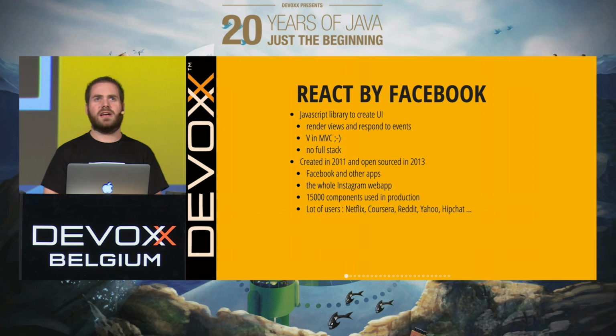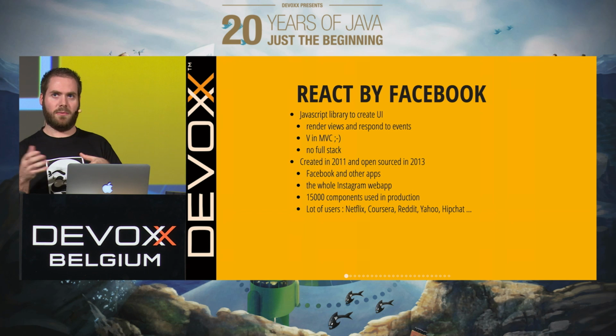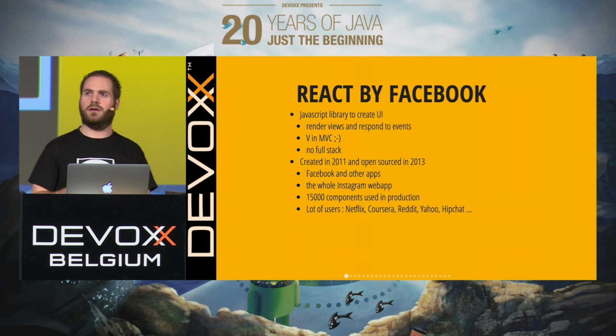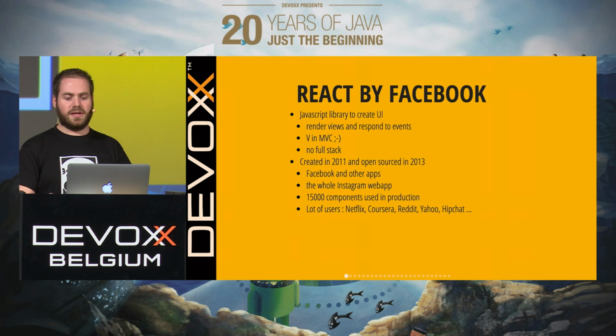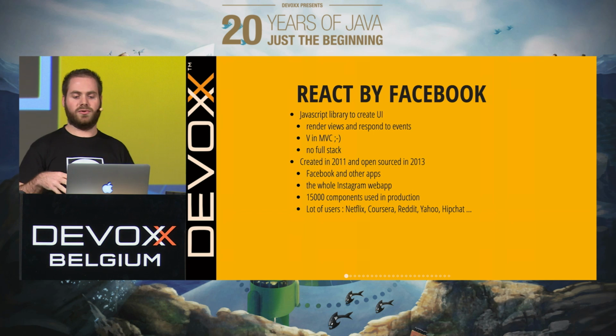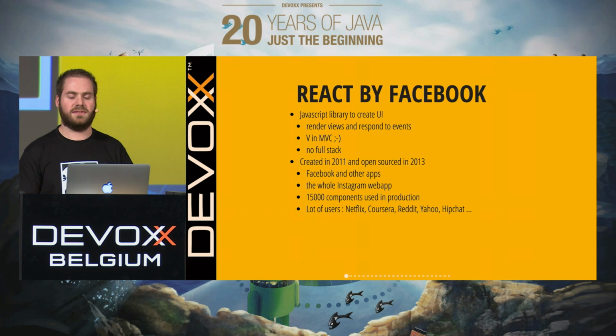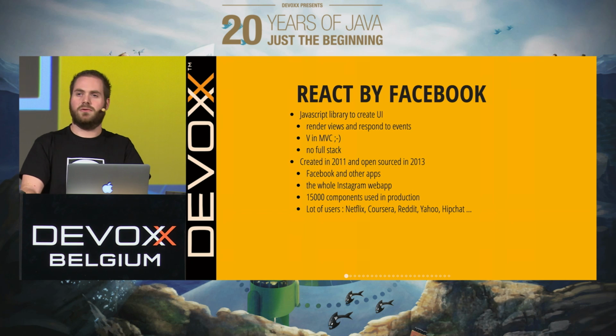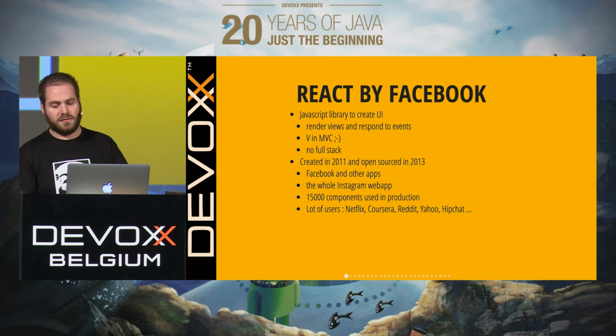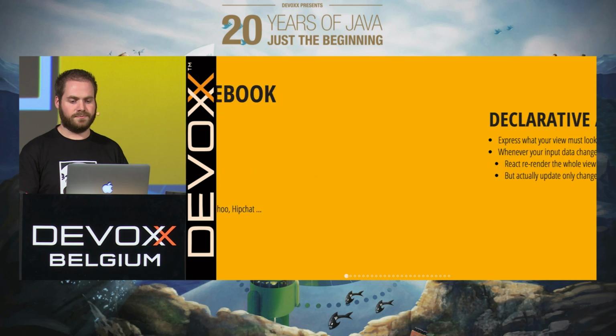So it's used at Facebook on the Facebook web app, obviously, and in many other backend or internal applications. A good example is the Instagram web application. It's purely built with React, and Facebook claims that they are using around 15,000 components in production. There are also a lot of big users of React, like Netflix. They are doing everything using React. Coursera, Sony, Yahoo, HipChat, Reddit. There are a lot of people using React right now.